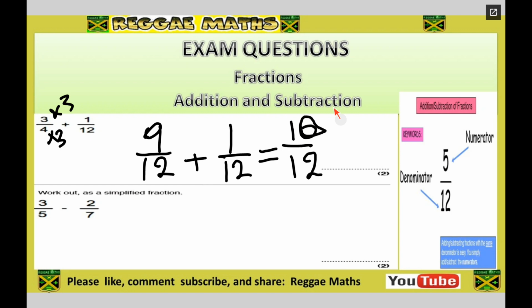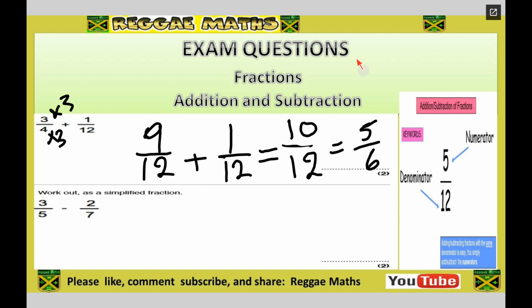Okay. The next thing I'm going to talk about is actually this question here, 10 over 12. Can I do anything with this? I can make it much simpler by dividing top and bottom by 2. If I divide the top and bottom by 2, 2 into 10 goes 5, and 2 into 12 goes 6. So this is the simplest form of writing this fraction. So you notice it's a 2-mark question.